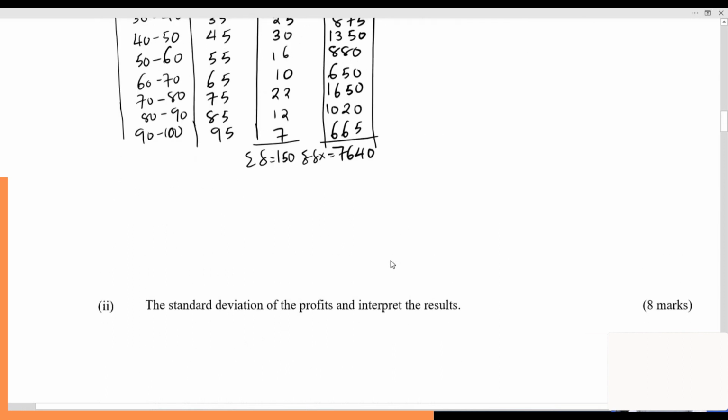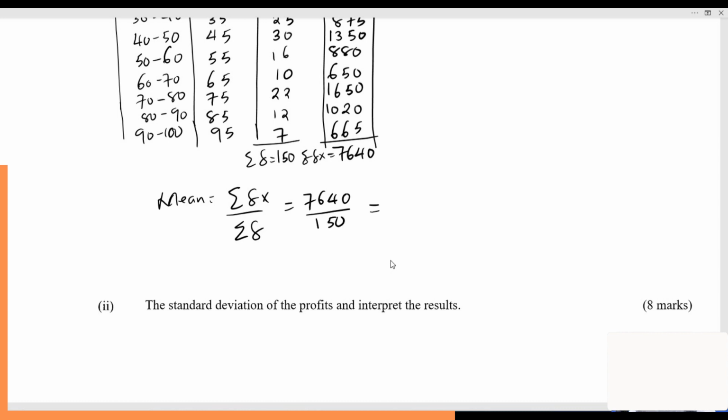So, how do we find the mean? Mean is found as summation of fx divided by summation of f. This means 7640 divided by 150, and what is the answer here? 7640 divided by 150 gives us 50.93.